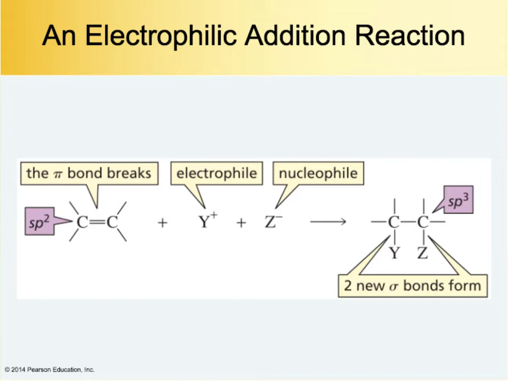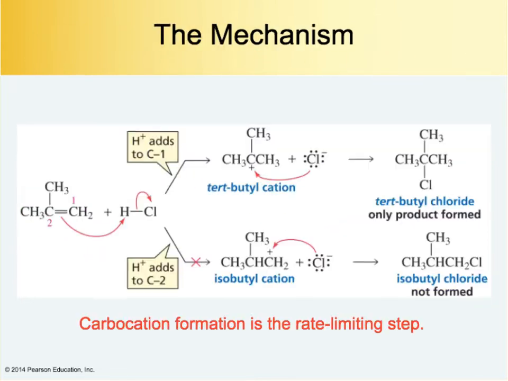So just kind of breaking it down overall, you're going to have a pi bond. That's our nuke, our nucleophile. And of course, something is sp2 hybridized here. We have an electrophile, it's delta plus, and we also have a nucleophile. Sometimes these are attached beforehand, like we saw with HBr. And then our final product, we have an sp3, two new sigma bonds formed. This is an addition reaction. We're adding something across a pi bond, an addition reaction.